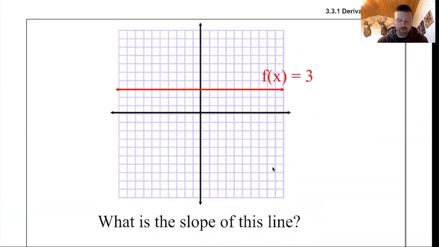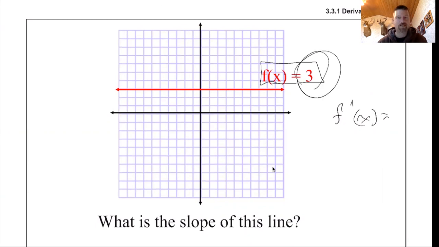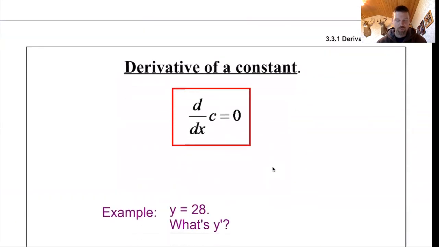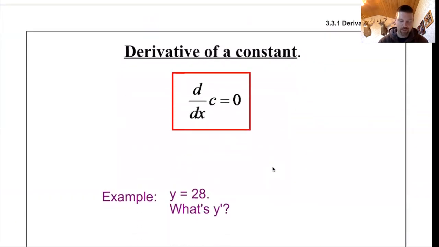So if I gave you something like f of x equals 3, and I said find f prime of x. If it's just a constant like 3 or 8 or 92, a constant is just a number that's never changing. It'll always be a horizontal line when you graph it, right? Well, what's the slope of a horizontal line?